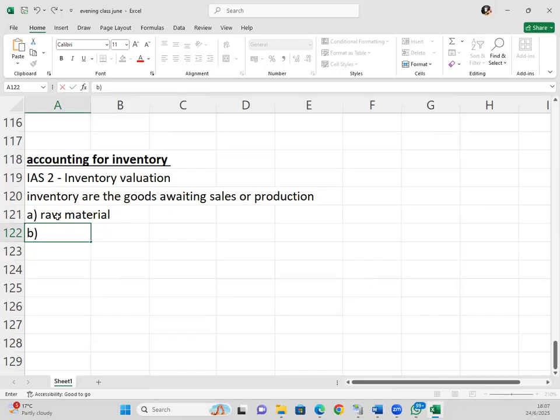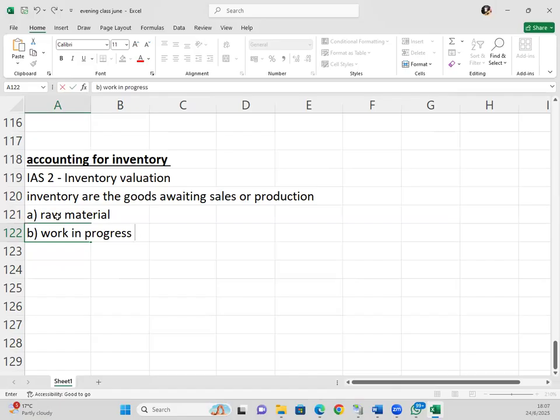Inventory can be inventory of material that you want to use in production. Then inventory can also be inventory of work in progress. This is inventory of goods that are semi-finished, still being processed. They aren't ready for sale yet, but these goods are now there in the organization. They are partly done, so we call them work in progress.